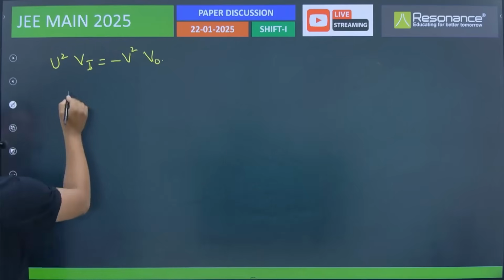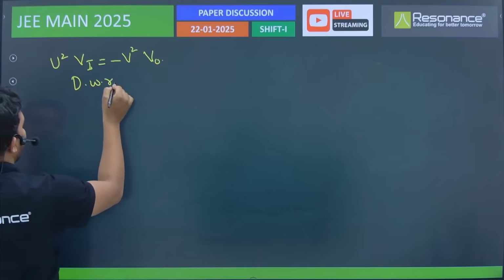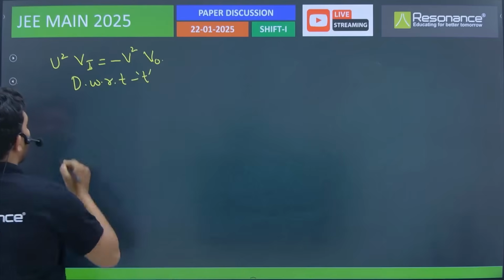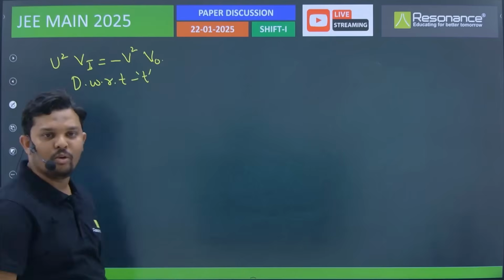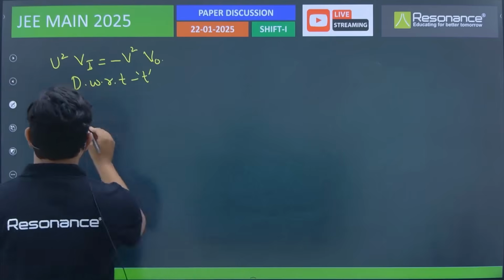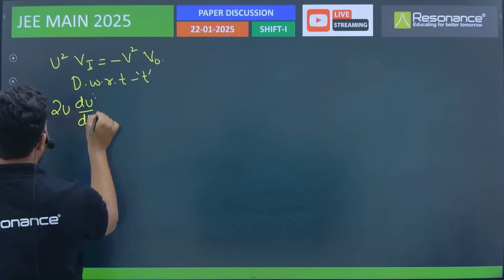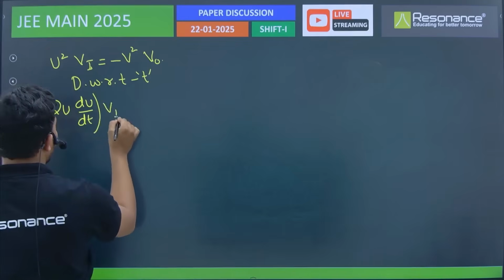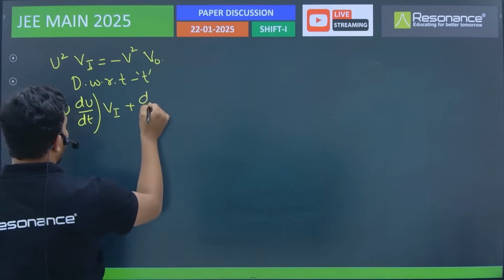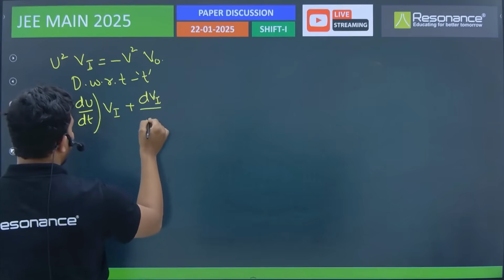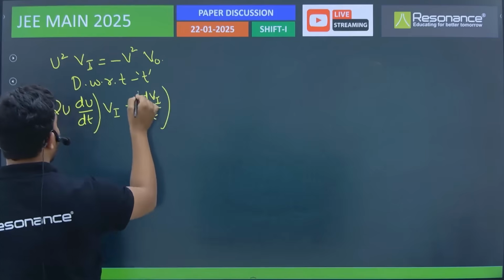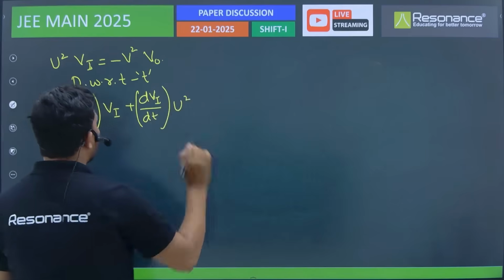However, I need to differentiate this part again with respect to time t. So obviously here we are going to use the uv formula. So now u square differentiation will become what? 2u into du by dt because of its inner derivative, into velocity of the image as it is, plus dv_i by dt into the u square part as it is. Hope you got my point.